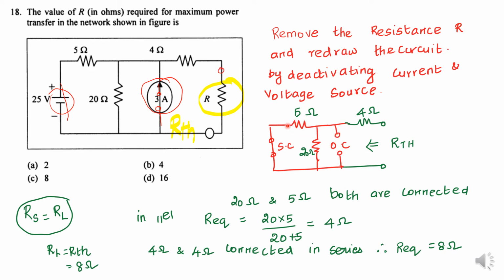then you have to draw the resistances 5 ohm, 20 ohm, 4 ohm. See the 5 ohm and 20 ohm both are connected in which combination? That is parallel combination. What is the equivalent resistance? 20 into 5 divided by 20 plus 5, that is equal to 4 ohm. And see the net 4 ohm and this 4 ohm both are connected in series. So what is R equivalent? R equivalent is equal to 8 ohm. R equivalent equal to R, that is the load resistance. The load resistance equal to the answer 8.